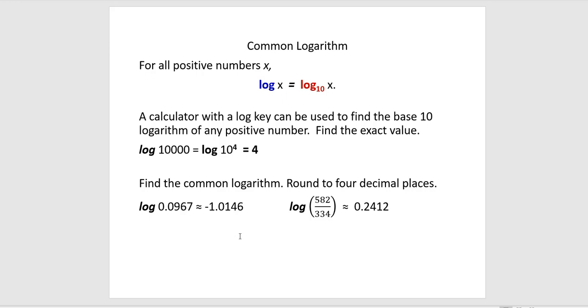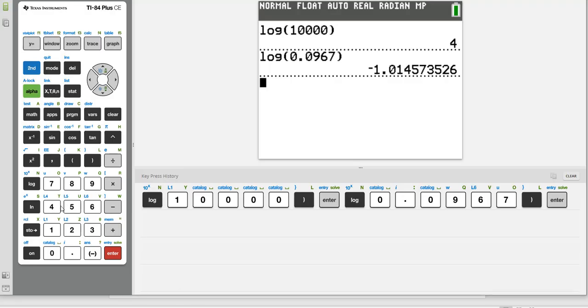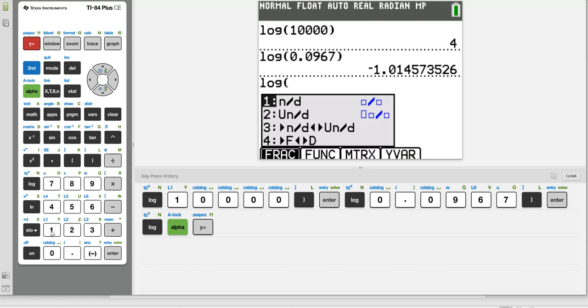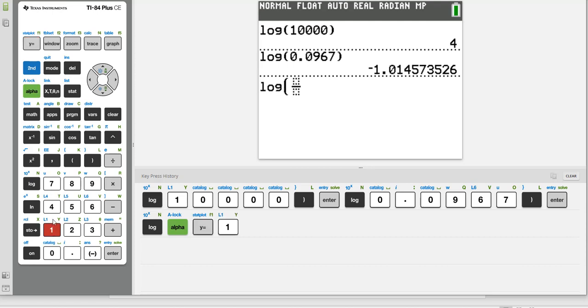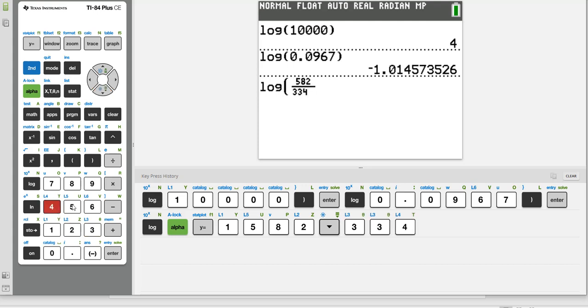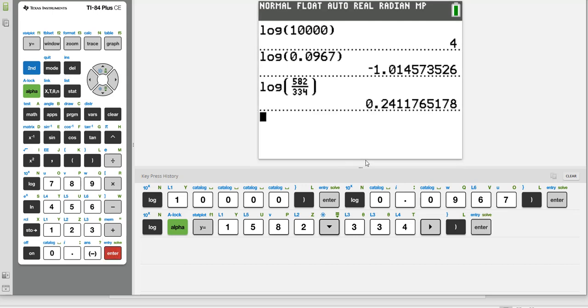To solve the third problem on the TI-84 calculator, press log, press alpha, y equals number 1, type in 582, and press the down arrow. Type in 334 and press the right arrow. And press close parentheses. Press enter. After rounding to 4 decimal places, 0.2412 is our answer.